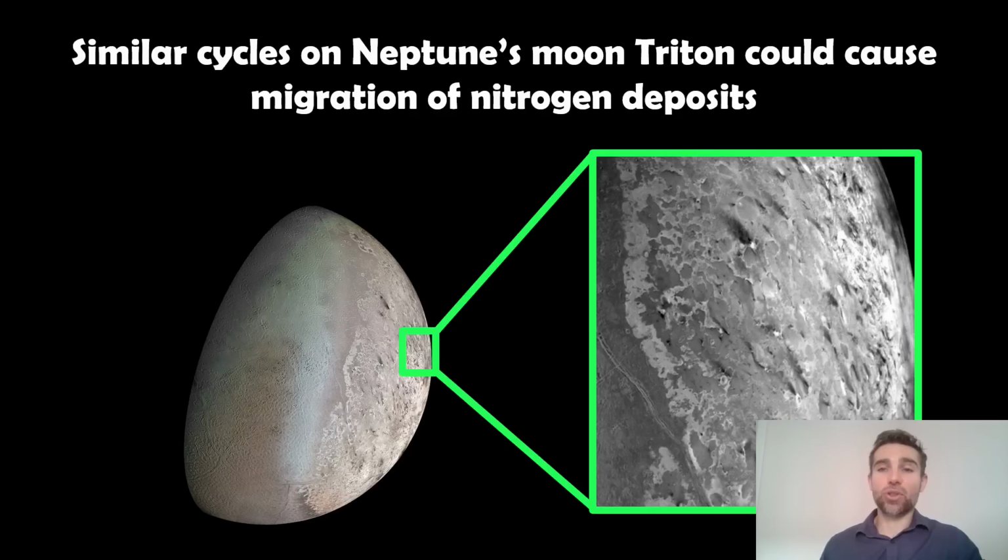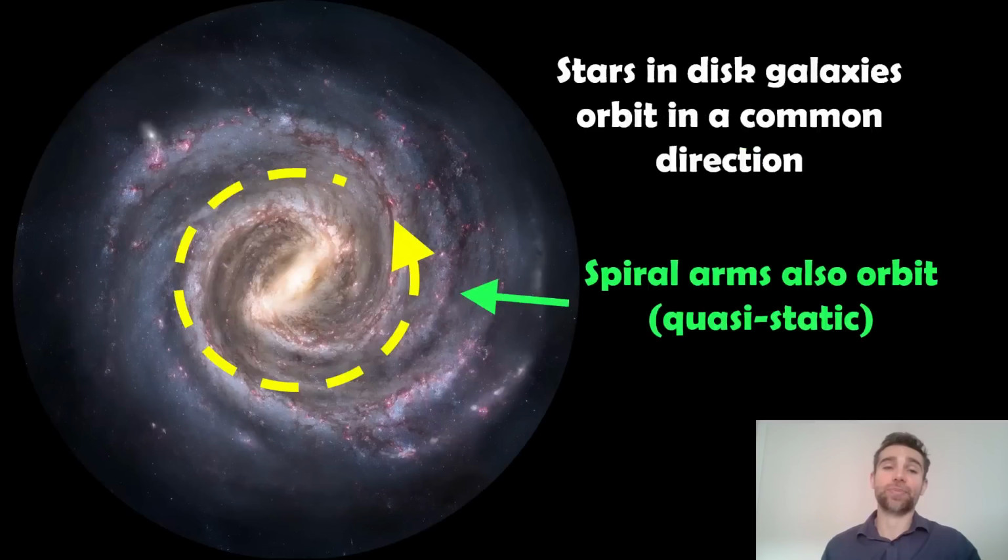Again, Neptune's moon Triton, we could be getting migration of nitrogen deposits due to similar sorts of cycles. So again, this just highlights the fact that it's not just isolated to Earth or planets, but also moons as well. So they all kind of go through similar sorts of periodic cycles in their climate, potentially their temperature and their seasons on different time frames.